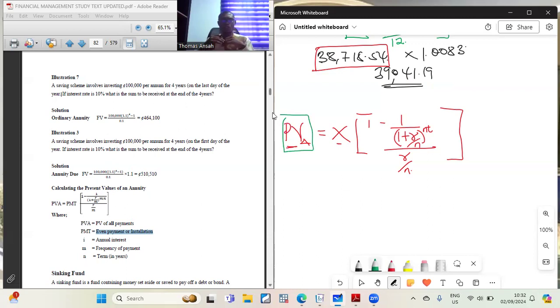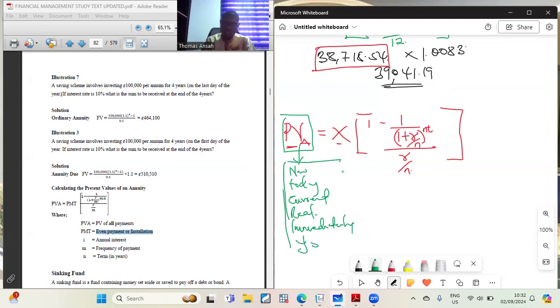So if you borrow the money now, your borrowed money now is present. All right. So these words mean present. Now, today, currently, real. All right. These words or immediately. These words mean or year zero. They all mean present value. They mean present. All right.